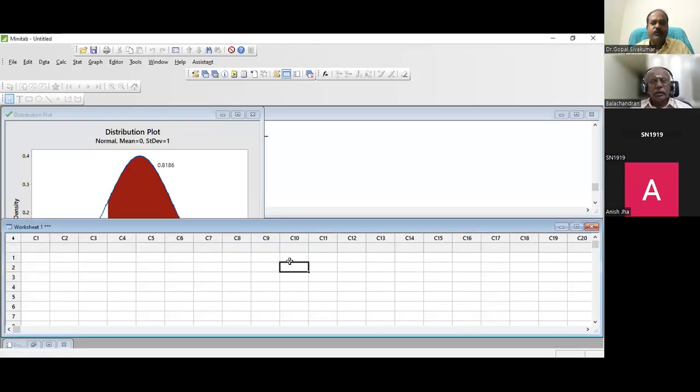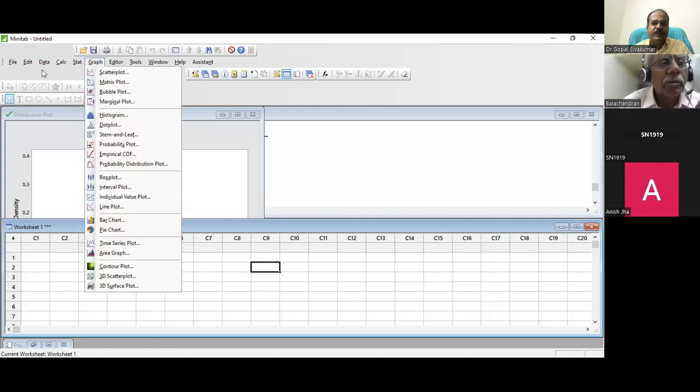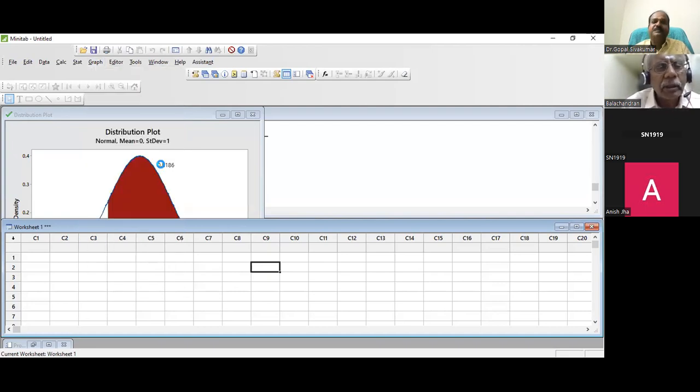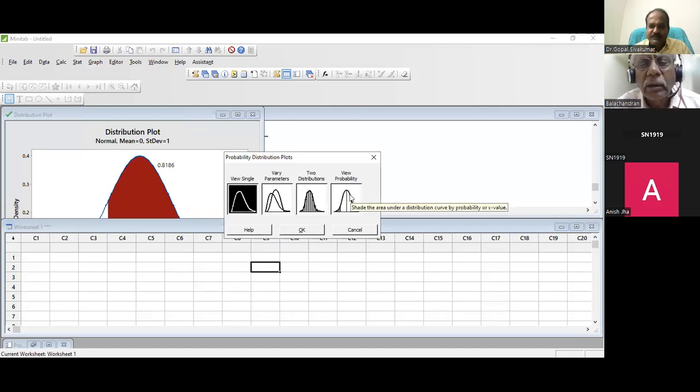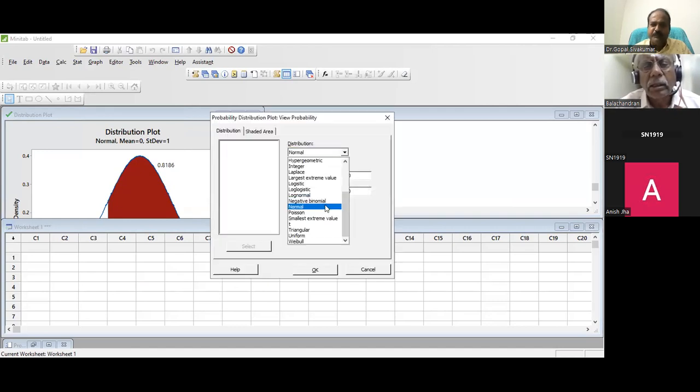Yeah. We need to go to Graph in Minitab. You guide me, sir. Where should I go here? Graph. Then after Graph, you have to go to Probability Distribution Plot. Okay, now I have to click. Yes. Now I have to choose View Probability. Very good. Then I have to click. Okay. And now I have to choose Normal here. Yeah, Normal. I must standardize the normal by choosing mean equal to 0, standard deviation equal to 1.